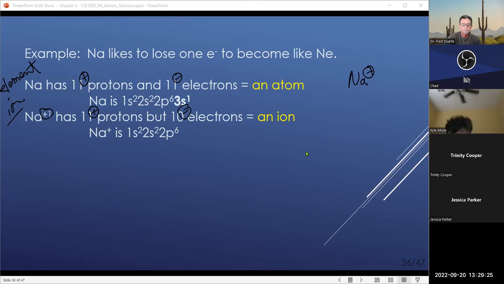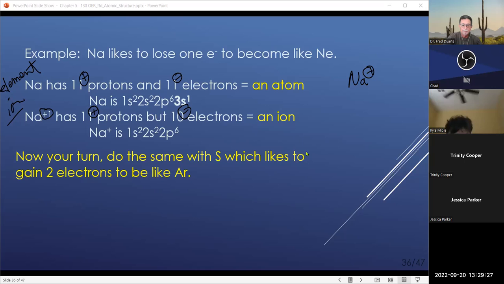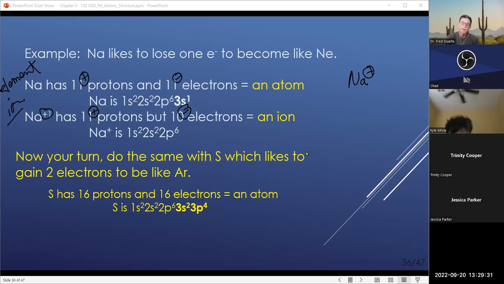Okay, that is a positive example. But we also have negative examples in nonmetals. We got sulfur with 16 protons and 16 electrons with a net 0. You can see the electron configuration here. It is 1s2, 2s2, 2p6, 3s2, 3p4. The third energy level is the valence shell.